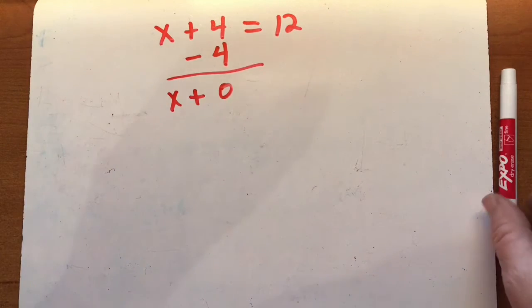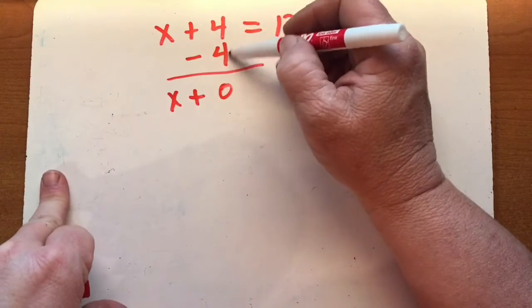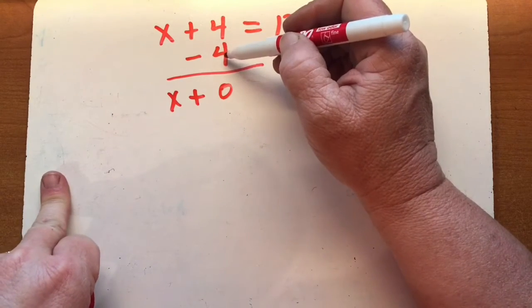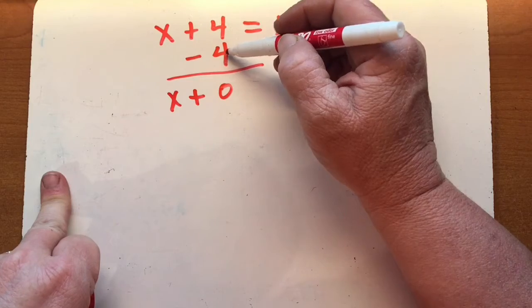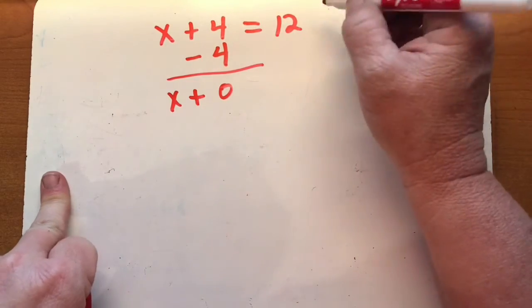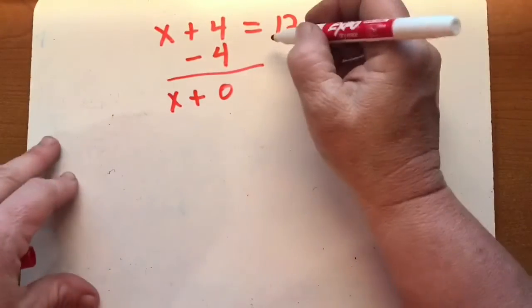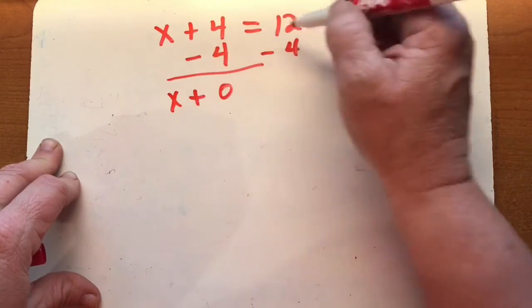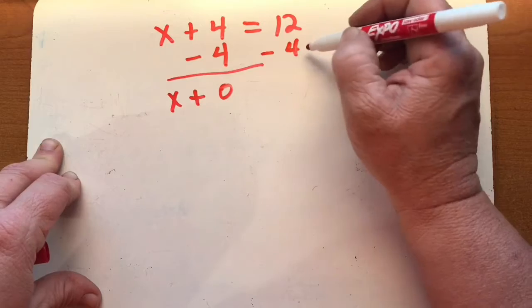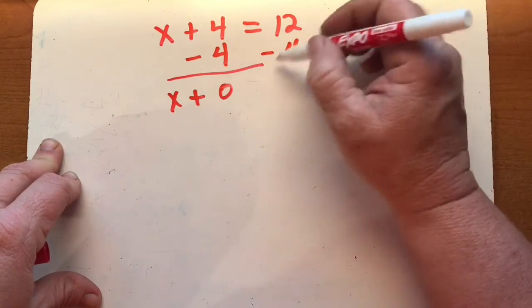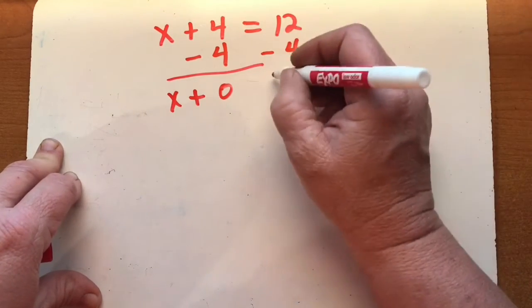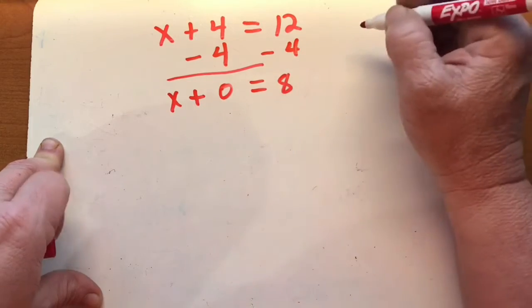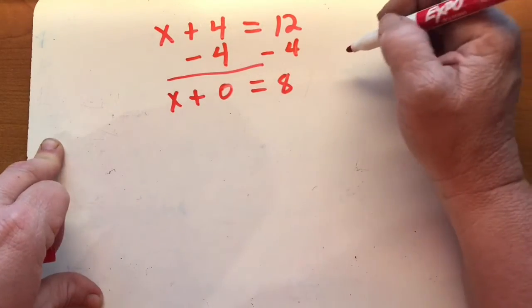Okay? So right now, I've taken weight off of one side, so I have to take the same amount of weight off the other side, or it's no longer equal. Okay? So whatever I do to this side of the equal sign, I have to do the same thing to this side of the equal sign. Okay? So then we know that 12 minus 4 is 8. Okay, so we know that x equals 8.